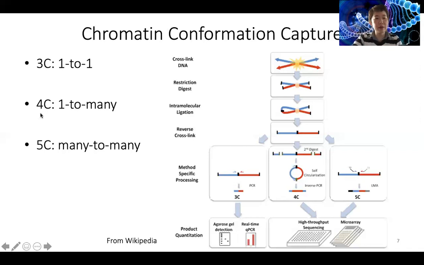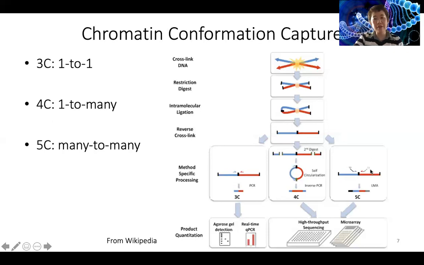And then this is being improved to 4C, which is you have one anchor region, one region you want to see, does it interact with this region or next region, another region? So it's a one-to-many. So you can look at one particular region, how it interacts with all the nearby regions. So it's one anchor against all the nearby regions. And people start to use high throughput sequencing or, in the early days, array approaches. That's called 4C, which is one region to many.